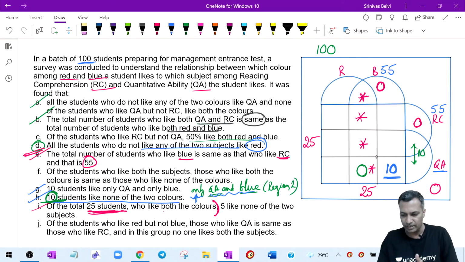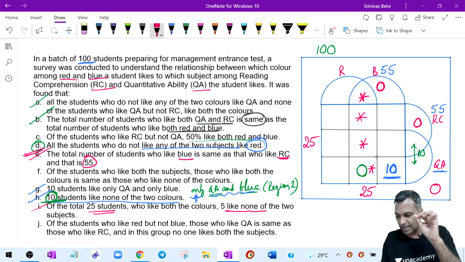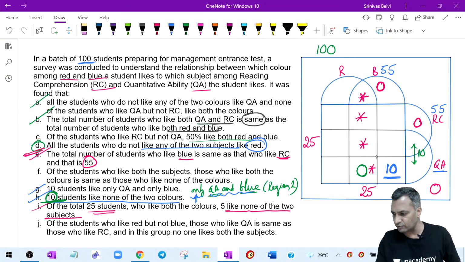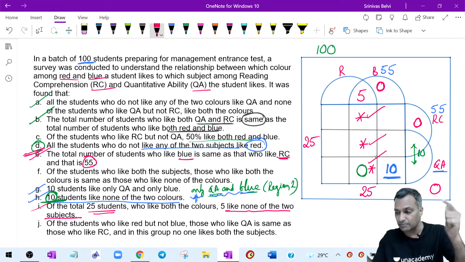That column is 25. Out of this 25, it is still a continuation of the same sentence, 5 like none of the two subjects. Which means I should write this 5 here, because these people like at least one of the subjects, these people like a subject, these people like a subject. 5 of them like none of the subjects, which means they don't like RC, they don't like quant. Where should I write this number? I should write this number 5 here.